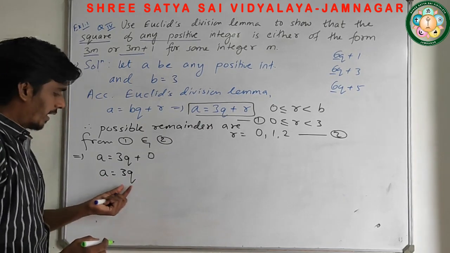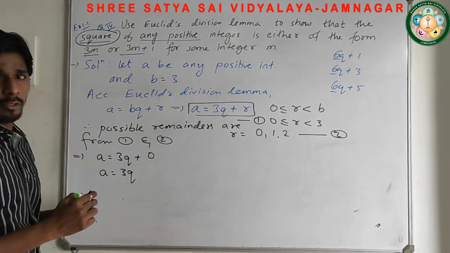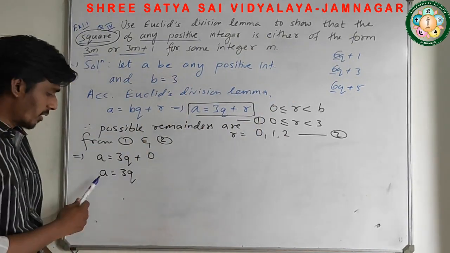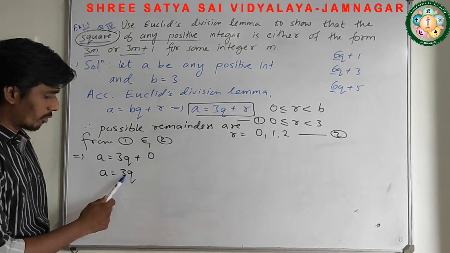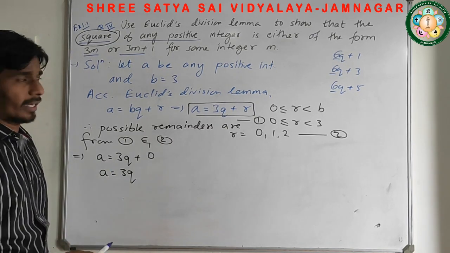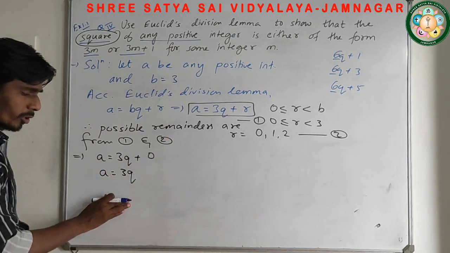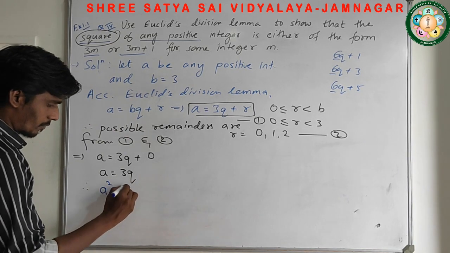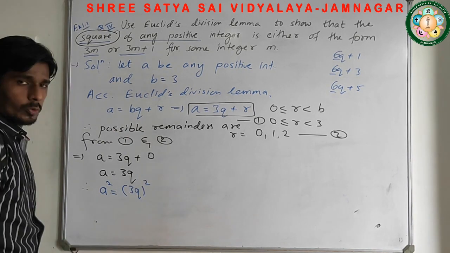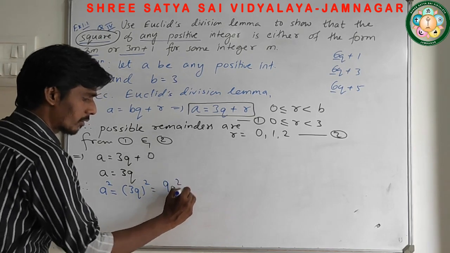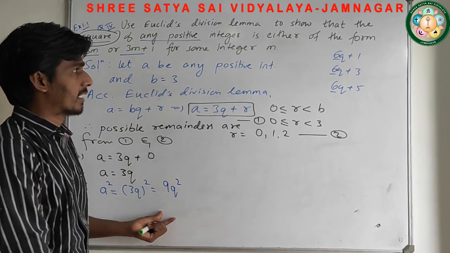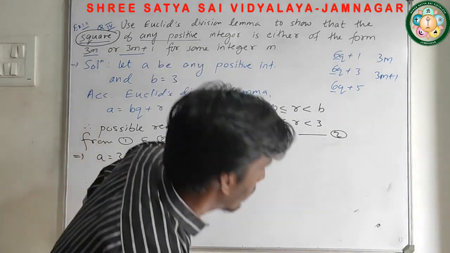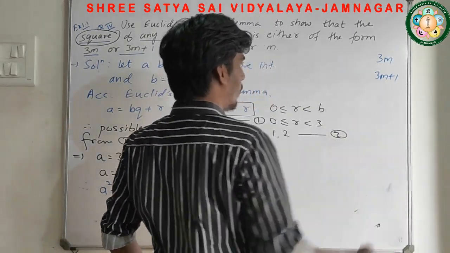Now if a is equals to 3q, what I have to do here? Read the question again. It's to show that the square of any positive integer. So this is the positive integer a, and this is equal to 3q. Now I have to make it square. Square of any integer. So squaring both the sides, I'll get a square equals to 3q square. So this will be 9q square. But the answer which I want, what I have to prove here? I want to prove 3m and 3m plus 1. This is of last sum.